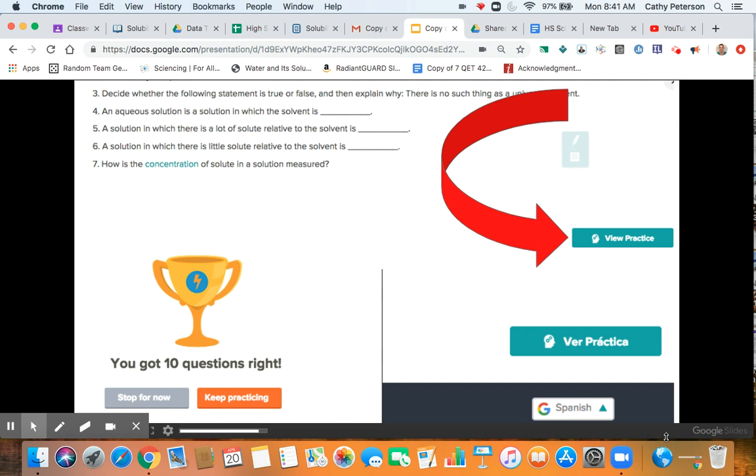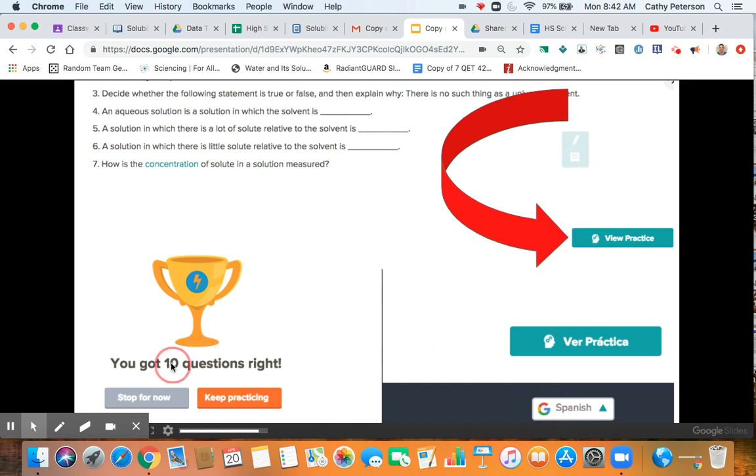On the CK12 website, a lot of people had some trouble figuring out how to get to the view practice. So at the end of the reading, sometimes there's a view practice. In fact, if you get to this view practice, usually underneath it, there's a little spot where you can translate this into the language of your choice. If you would like to do that as well, that would be awesome.